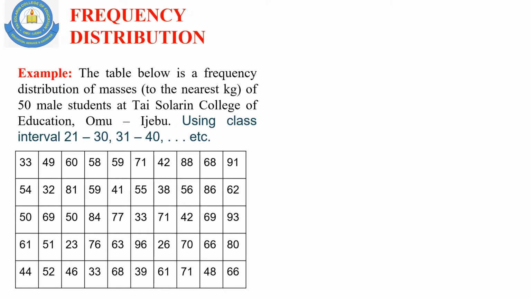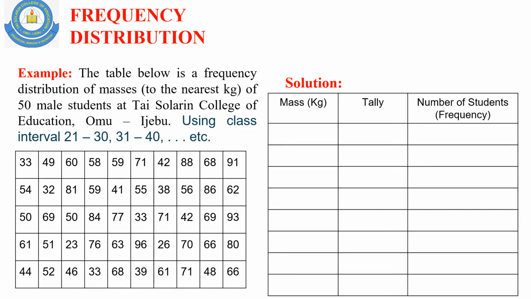This data is raw data and it is expected to be grouped, and the class interval given is 21 to 30, 31 to 40. Let's see how this will be solved. This will be done under the table. The table has the mass, the tally, and the frequency. For the mass, which is in kg, the class interval here is 21 to 30, 31 to 40. So you can pause the video to complete it. If you do that, you should have something like this.